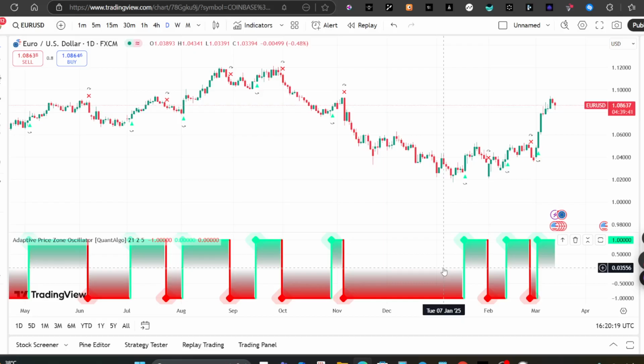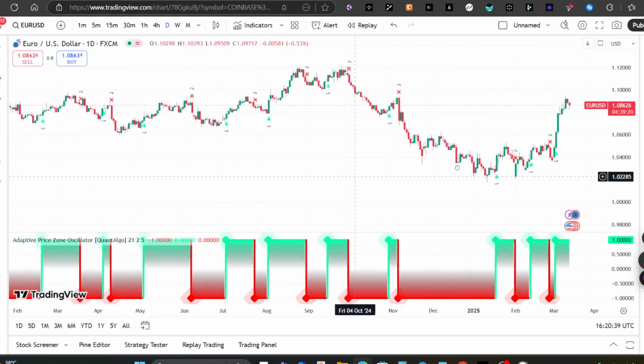Now, it is important for you to understand the zones that are identified by this indicator. It will typically show you two main types of zones: the support zones and the resistance zones. Support zones are areas where price has previously bounced back up. If the price is approaching a support zone, the oscillator may signal a potential reversal upwards.